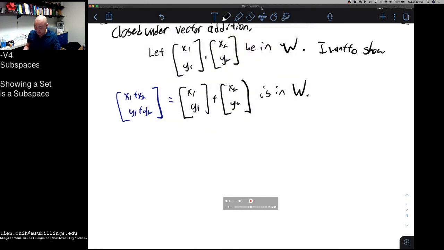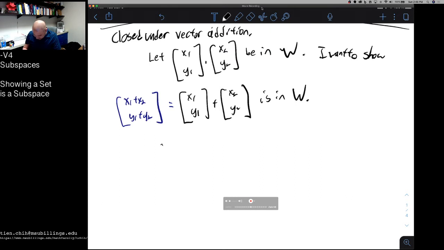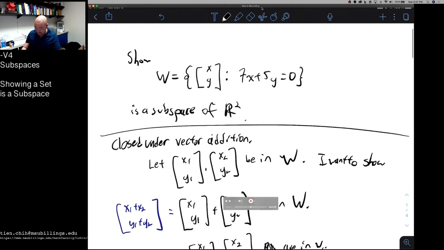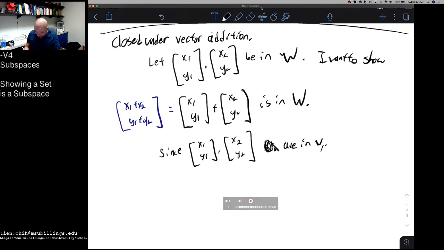Now, what we know is that since (x1, y1) and (x2, y2) are in W, they both satisfy the criteria of W's elements, meaning that 7x1 plus 5y1 is 0, and 7x2 plus 5y2 is also 0. So we are given those facts.